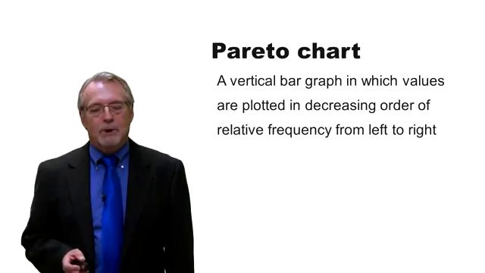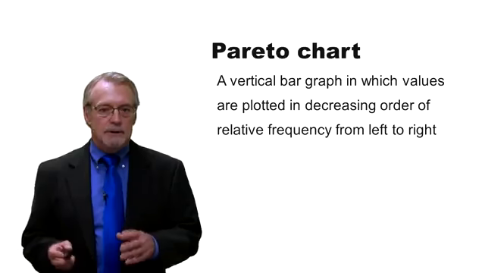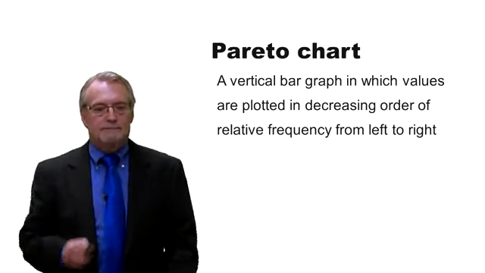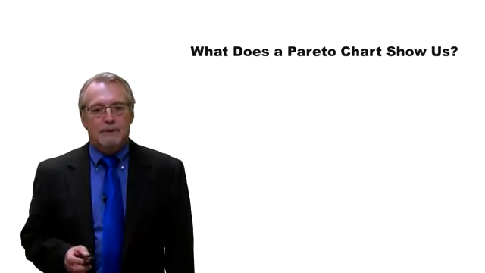Pareto chart. It's a vertical bar chart. And we're going to look at a couple of bar charts, but this one, the tall bar is out on the left side of the chart. And then they're in descending order from there. Why are we going to do that? We'll show you in just a little bit.